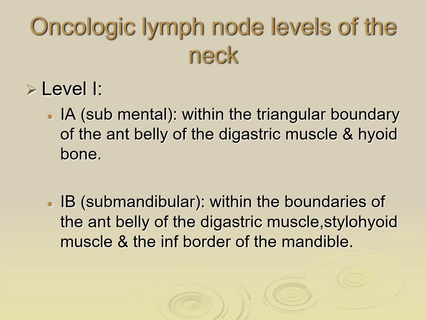Level 1: the first one is the submental, which lies within the triangular boundary of the anterior belly of the digastric muscle and the hyoid bone. 1B is submandibular, within the boundaries of the anterior belly of the digastric muscle, the stylohyoid muscle, and the inferior part of the mandible.